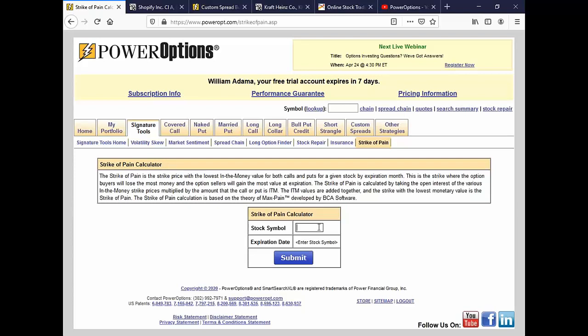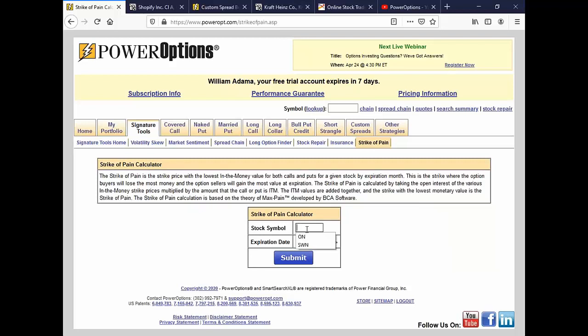But what this tool does is based on a calculation which looks at the value of the in-the-money and at-the-money puts and calls times the open interest. What it's showing us is the monetary loss investors would have of all the out-of-the-money puts and calls times the open interest, and the in-the-money calls and puts times their open interest, to give a mathematical value. And the place where that mathematical value is the lowest, where investors who buy options would, in theory, lose the most money and option sellers will gain the most money, is the strike of pain. It's believed that that's where the stock will gravitate towards as you get to expiration.